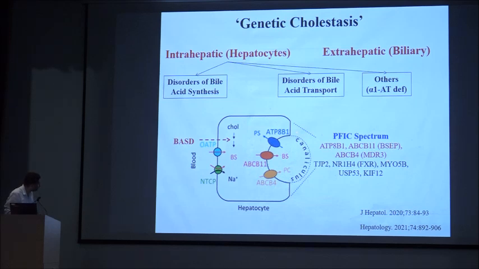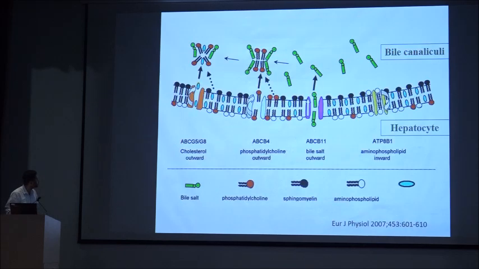Then there is the PFIC spectrum that we all have been hearing over last several years, which involve the transporters at the canalicular membrane involved with the transport of the bile salts and their components across the canalicular membrane into the bile canaliculi. And then there is alpha-1 antitrypsin deficiency, which is not common in India. So coming to the part of intrahepatic cholestasis, because this is what has been commonly described in adults, the rest have not been commonly described in adults causing genetic cholestasis.